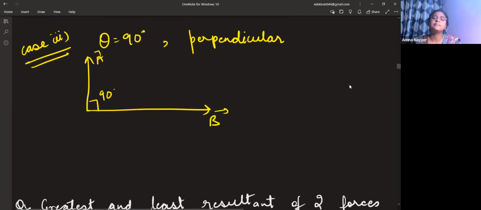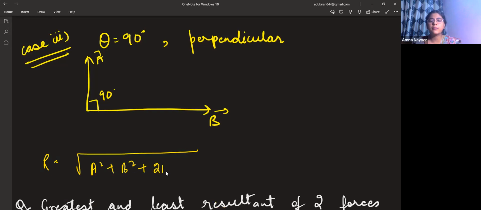Last case, when two vectors are mutually perpendicular to each other. This case we have just solved. What were we left with? Under root A square plus B square plus 2AB cos of the angle, 90 degree. Perpendicular means 90 degree, or normally can also be written instead of the term perpendicular. That becomes cos 90 degree.